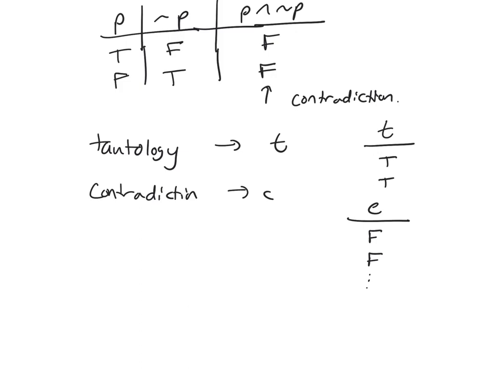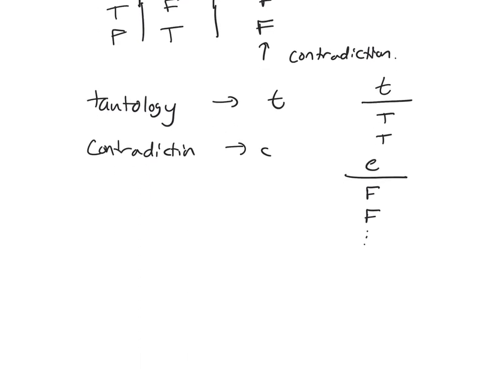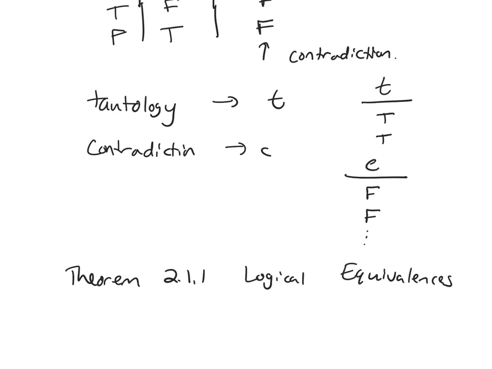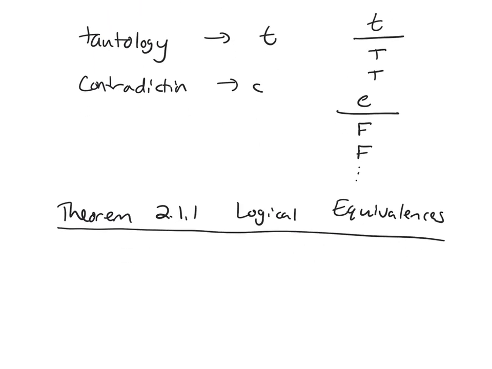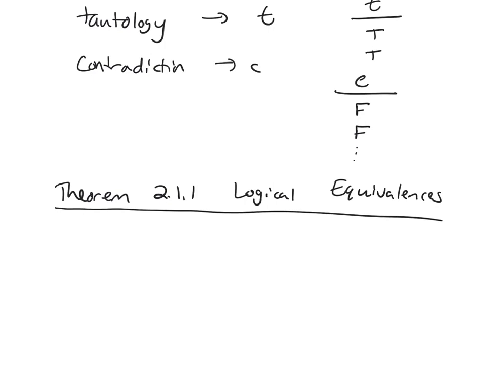So the very last thing I want to talk about is there's another way to show logical equivalence without using truth tables at all. What you use are some known facts. This is theorem 2.1.1 in your book of logical equivalences. Just for completeness' sake, I'm going to write all of them right here.